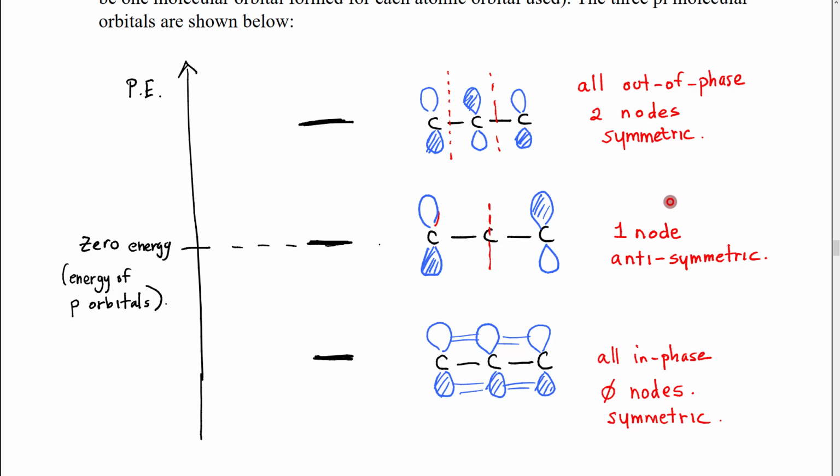So putting those things together: 1, we need to make 3 orbitals. 2, we can only overlap them in phase and out of phase. 3, they have to either make symmetric or anti-symmetric orbitals. We get something like this. There are 2 other features of this.